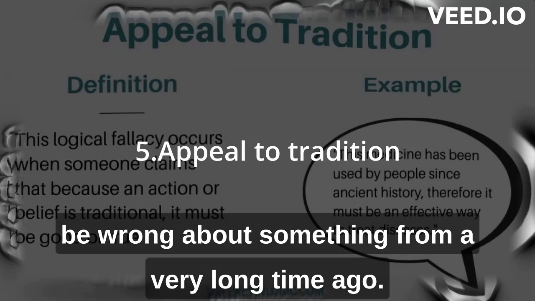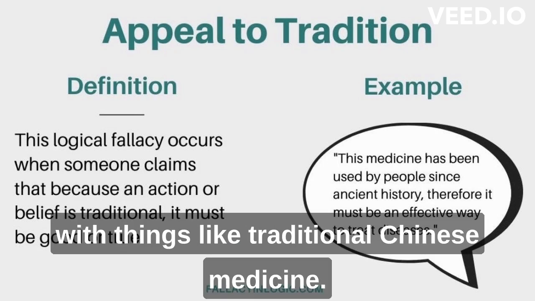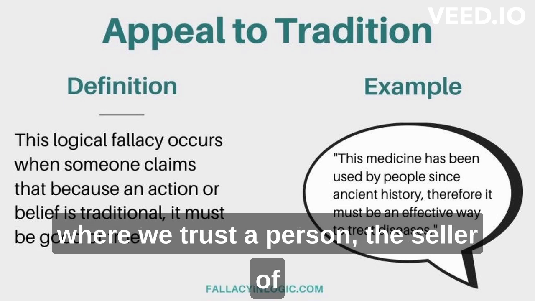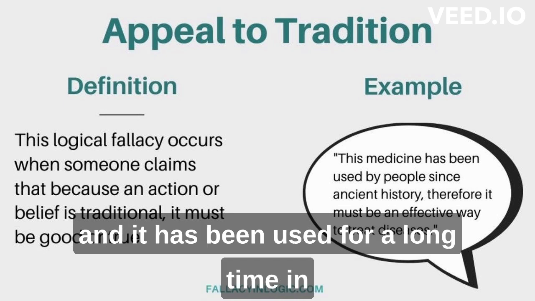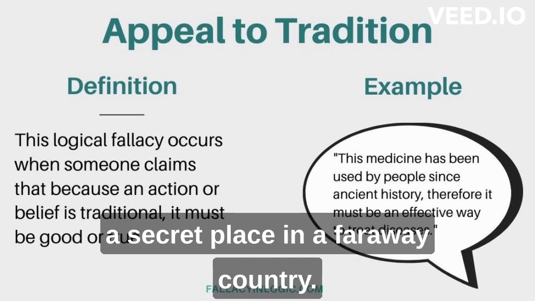Number 5, appeal to tradition. This is the false belief that a lot of people can't be wrong about something from a very long time ago. We see this time and time again with things like traditional Chinese medicine, where a person will trust the seller of a medicinal product because it's ancient and traditional and it has been used for a long time in a secret place in a far away country.